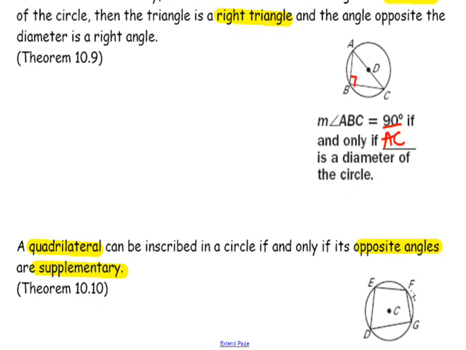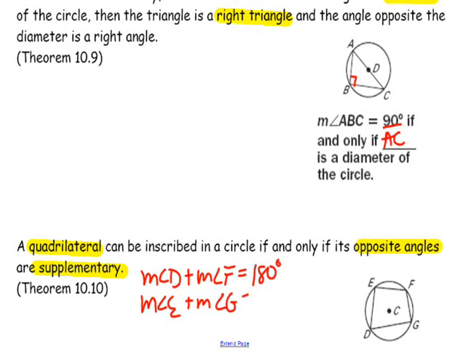Okay, so quadrilateral inscribed in a circle if and only if, let me write this down. So the measure of angle D plus the measure of angle F equals 180, and the measure of angle E plus the measure of angle G equals 180. Okay, both pairs of opposite angles have to be supplementary.